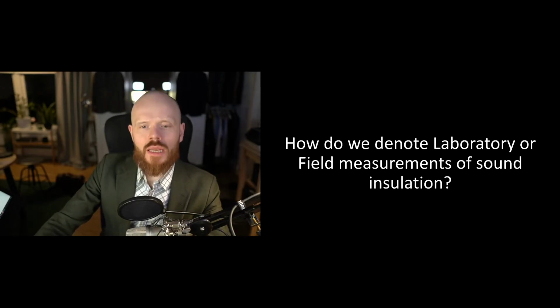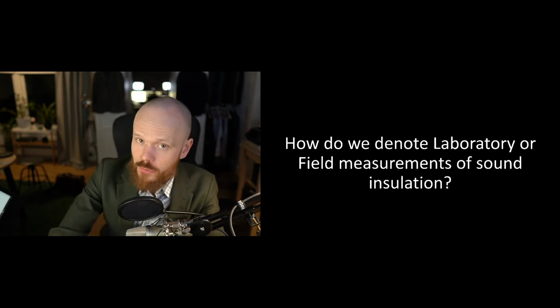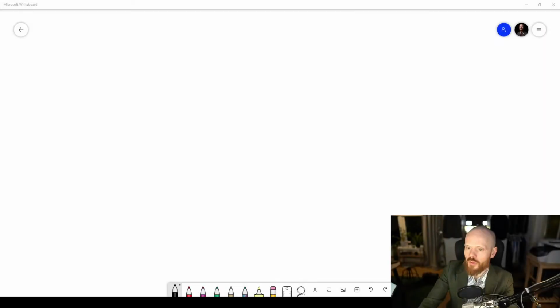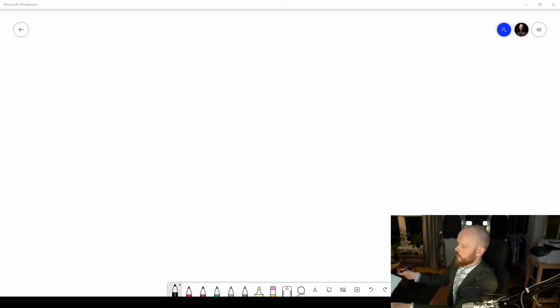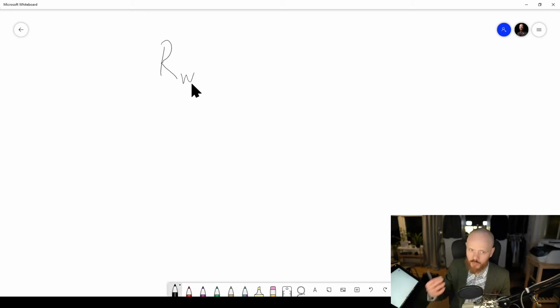How do we denote laboratory or field measurements of sound isolation? When you look at data sheets from different manufacturers, you will typically see something like this when we're talking about airborne sound reduction. It's denoted by the letter R and a W, which stands for reduction, and the W is weighted because the sound reduction of a building element, could be a wall or a window or a door, is different for different frequencies. Certain frequencies will have an easier time to get through, whereas others will be effectively stopped by the construction. So that's why there's a W there.